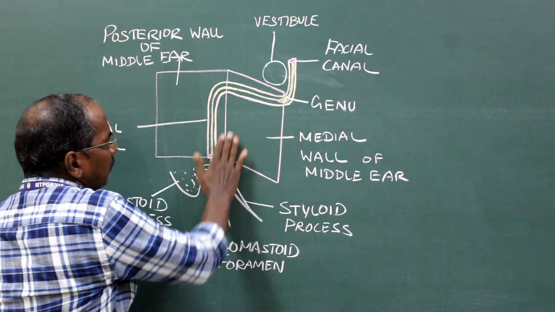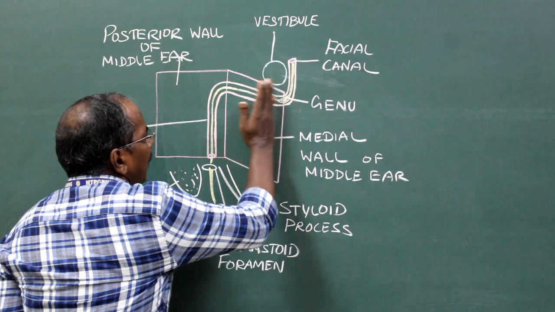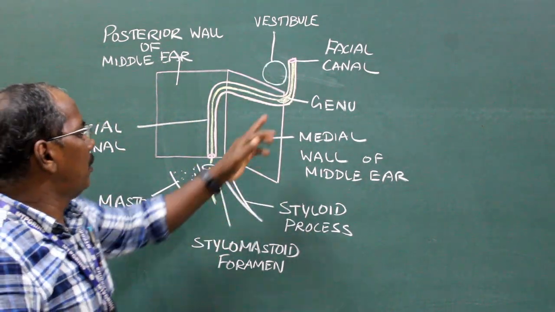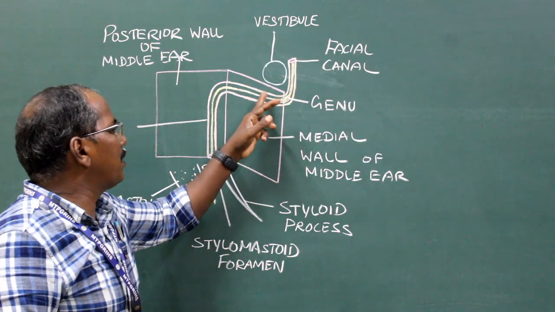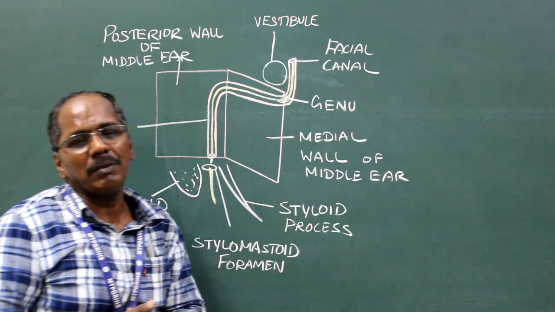This is the medial wall of the middle ear. This is the superior and this is the inferior part, and this is the anterior and this is the posterior part of the medial wall of the middle ear. So it makes a sharp bend to reach the anterior-superior part of the medial wall of the middle ear.